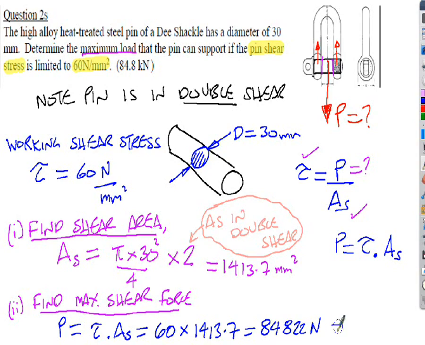That's fine. Then we can also write that as 84.8 kilonewtons, approximate value. Either value is correct, it's fine. Okay, so that's the shear force in that pin, and that pin is in double shear. So again, I hope that's okay.